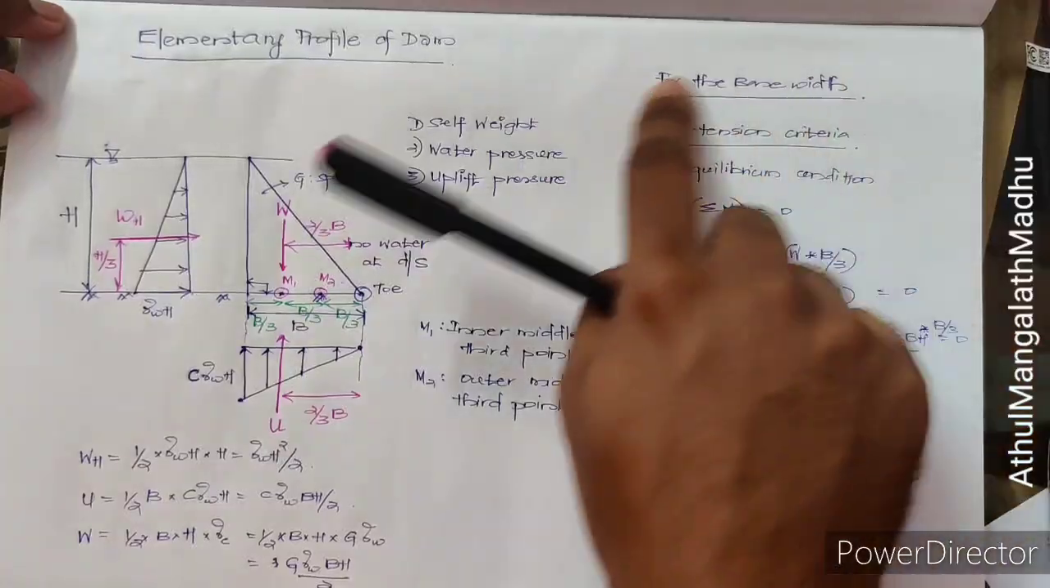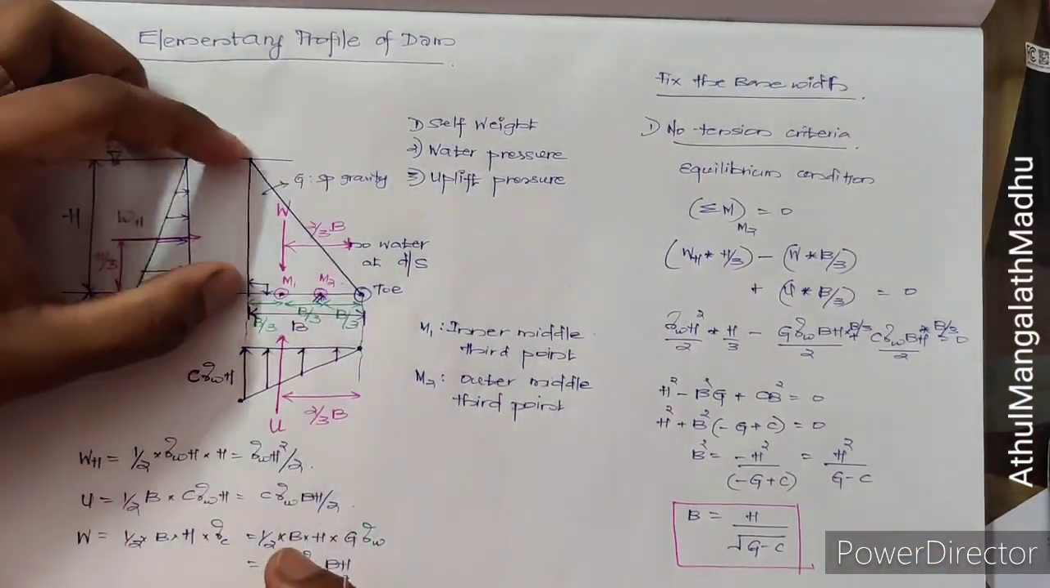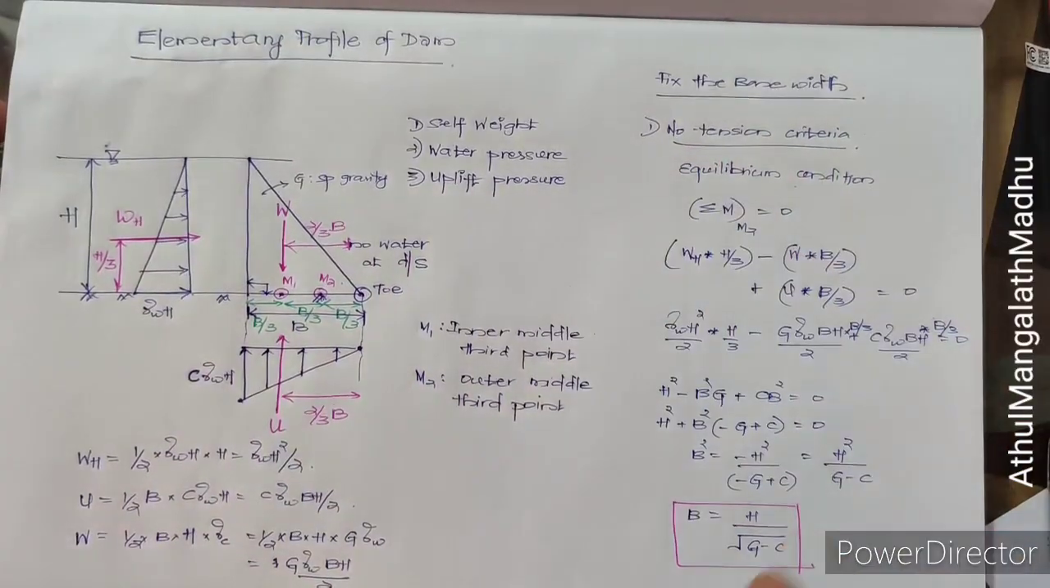So for no tension to occur, the whole idea is that you are fixing the dimensions of a dam. You already know the height, now how to fix the base. So for no tension to occur, the base should have a length of h by root of g minus c, where g is the specific gravity of the concrete and c is the uplift coefficient. So next way to fix the base width is by the no sliding criteria.